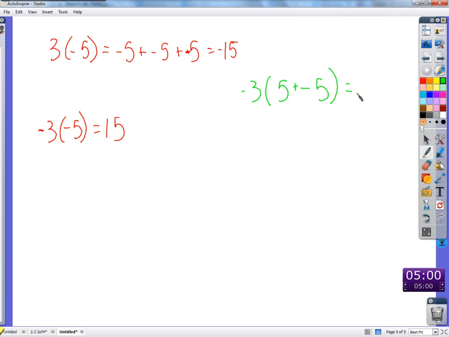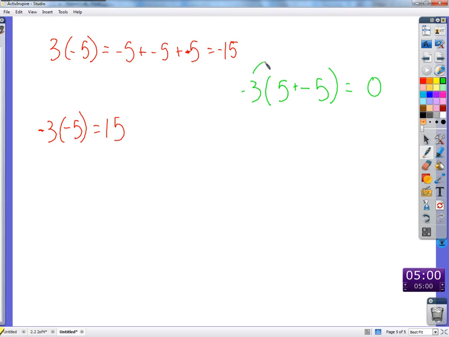Negative 3. Well, what do we get here? Zero. We do negative 3 times 0. This is 0, because 5 minus 5 is 0. So this has to be 0. We already know that has to come out. But in the process, we're going to get negative 3 times negative 5, and it's going to have to be 15. Okay.